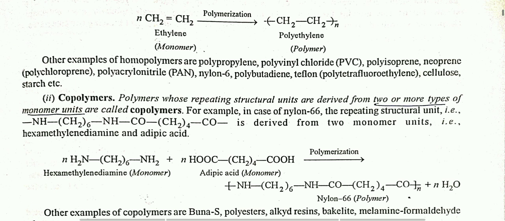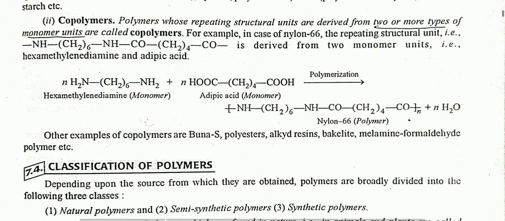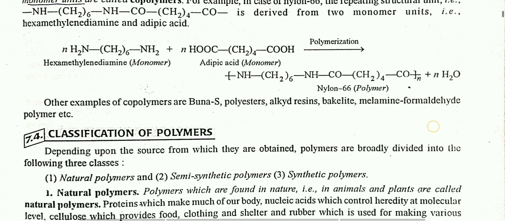Second is copolymers. Polymers whose repeating structural units are derived from two or more types of monomer units are called copolymers. For example, in case of nylon 66, the repeating structural unit is derived from two monomer units, hexamethylene diamine and adipic acid. Other examples of copolymers are Buna-S, polyesters, alkyd resins, bakelite, melamine formaldehyde polymer.